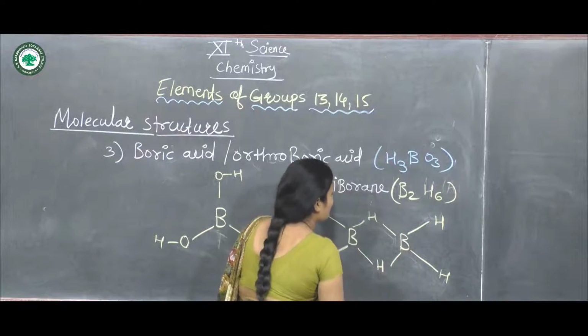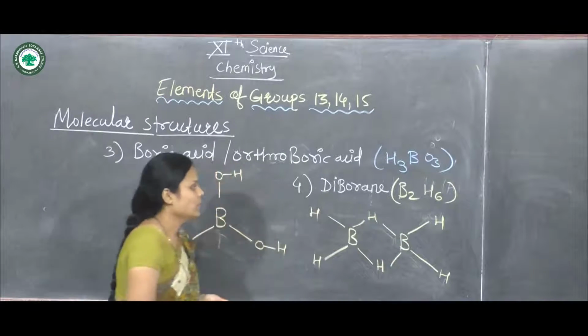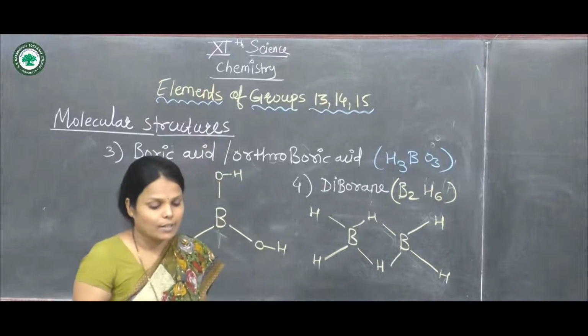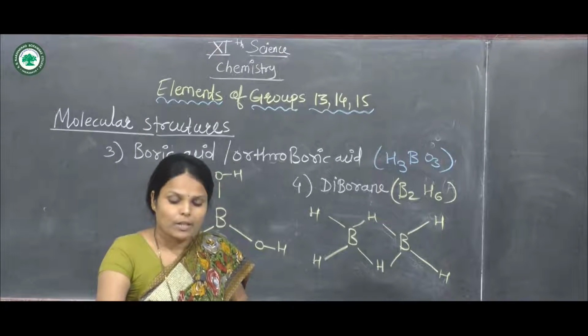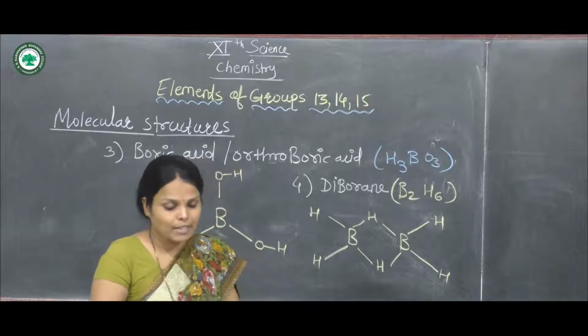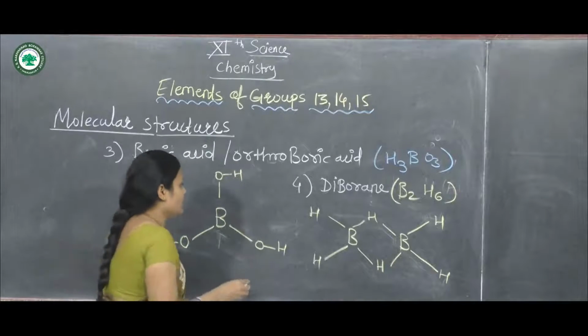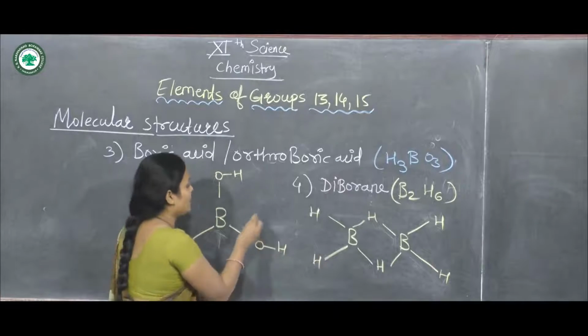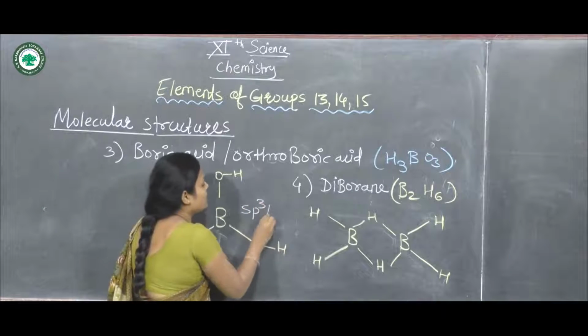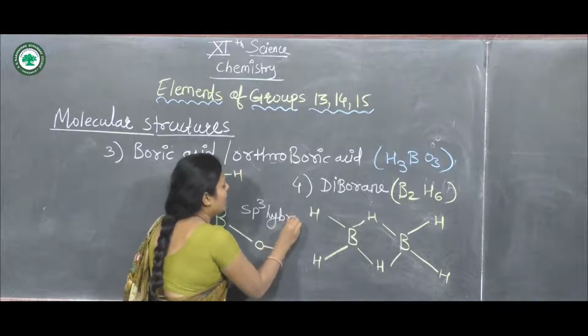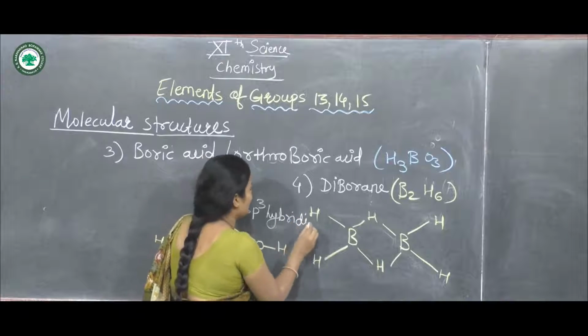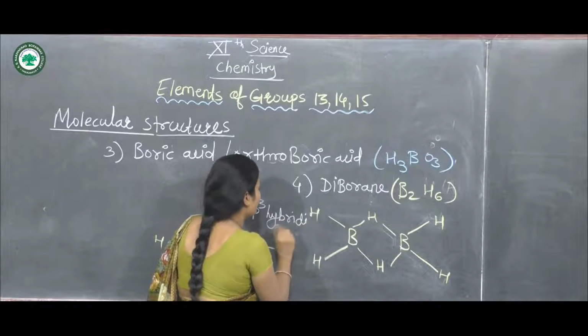This is the structure of diborane. In diborane, sp3 hybridization takes place, and sp3 hybrid orbitals are present. So here sp3 hybridization takes place in the diborane structure.